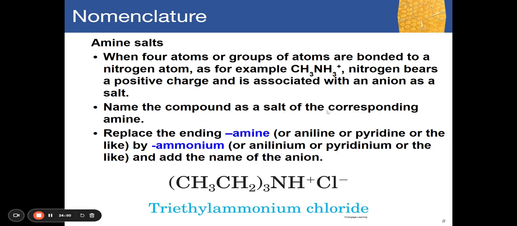To name the compound that is a salt of a corresponding amine, replace the ending amine, or aniline, or pyridine, or whatever the common name is, with ammonium. That's why we have amine and ammonium. So for aniline, it will become anilinium. For pyridine, it will become pyridinium, or the like. And add the name of the anion attached to it. For this one, this is a triethyl, because we have three ethyl groups. We have ammonium because it gains a positive charge due to the chloride addition. And then the last name will be the anion. The anion here is chloride.